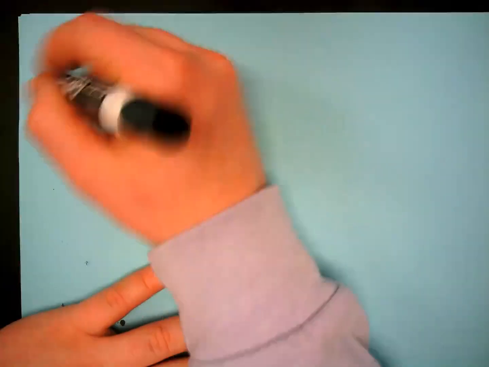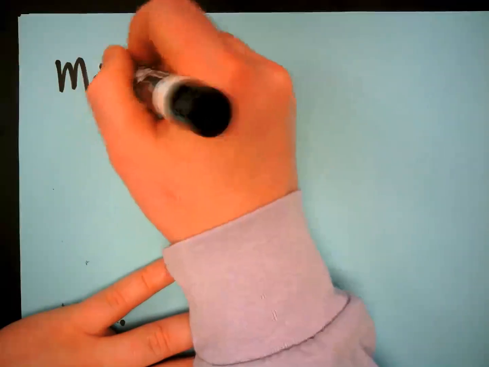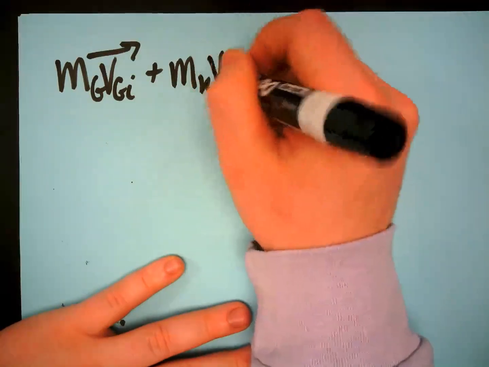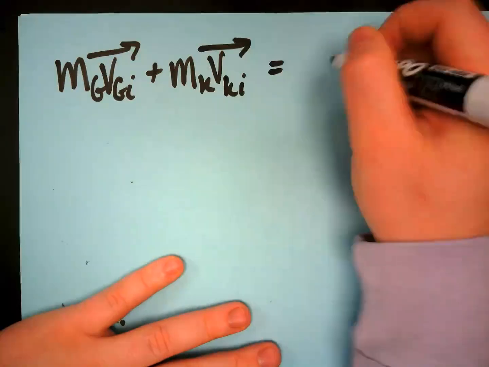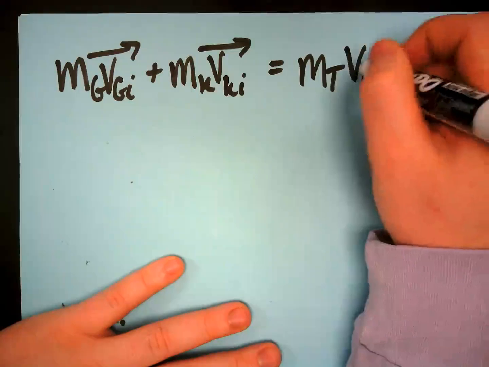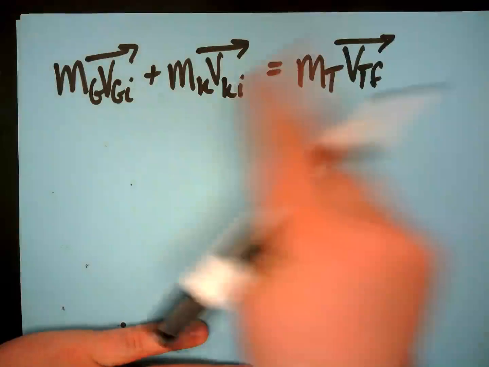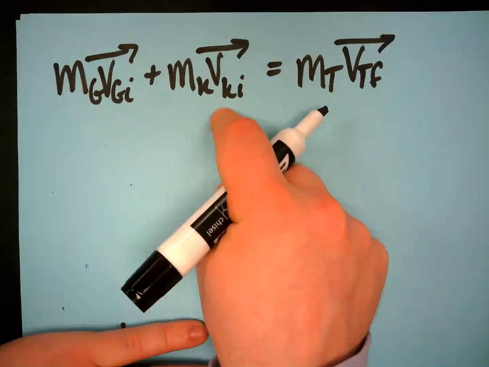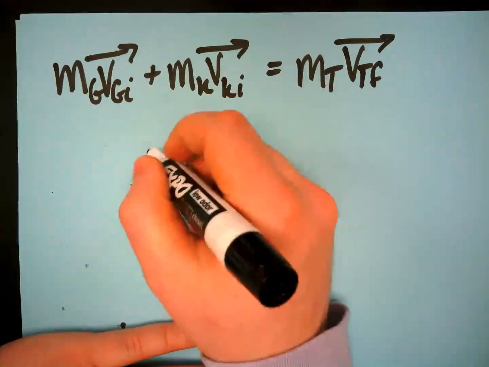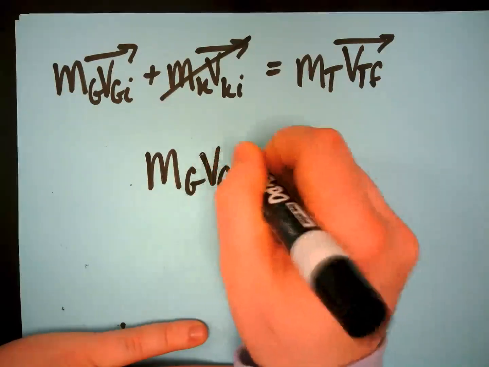So the mass of grandma and the initial velocity of grandma plus the mass of the kid times the velocity of the kid initially is going to be equal to the total mass of both of them, and then also the final velocity of both of them as well. Okay, so we could probably just get rid of this because the kid's not moving. His velocity is going to be 0. He has no momentum. So what we can then do is just cancel that out, and then what we're left with is this. Okay.